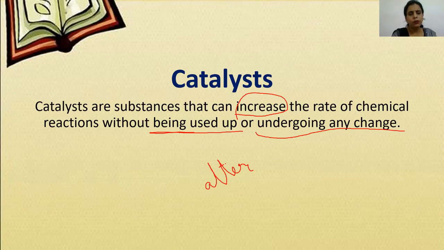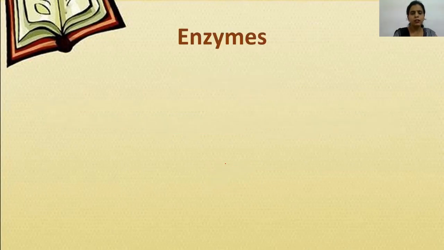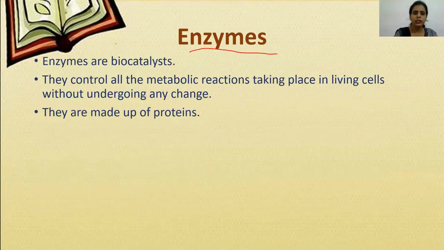Now, I've told you a little before that many chemical reactions occur in the body of living organisms also. So in the body of living organisms, there should be a catalyst-like substance that can increase the rate of these chemical reactions. These naturally occurring catalysts which are present in the body of living organisms are known as enzymes. So these enzymes are biocatalysts, very important.